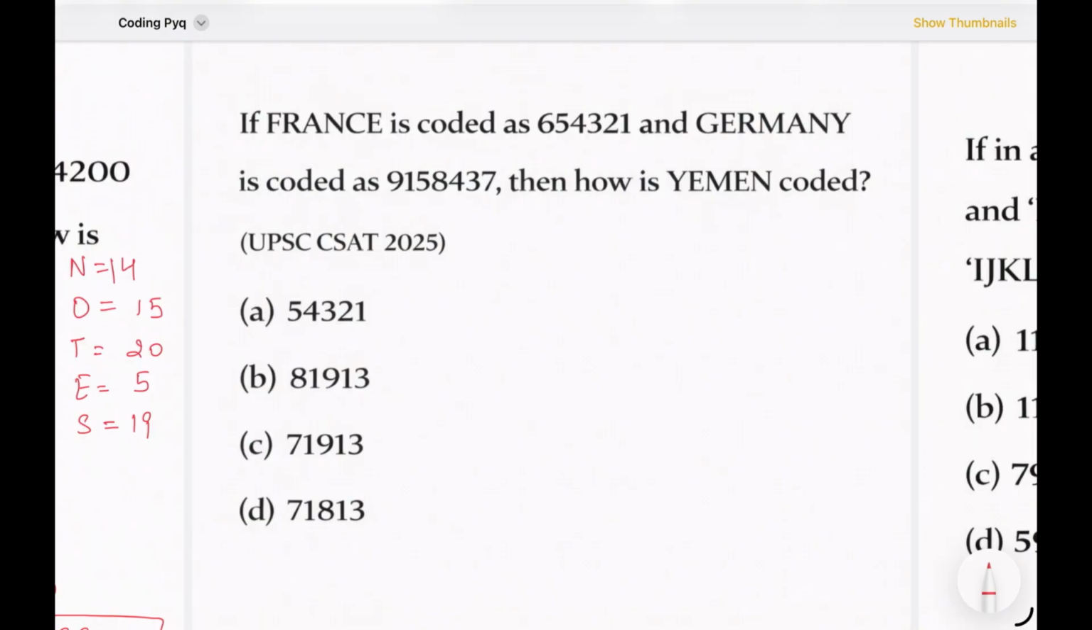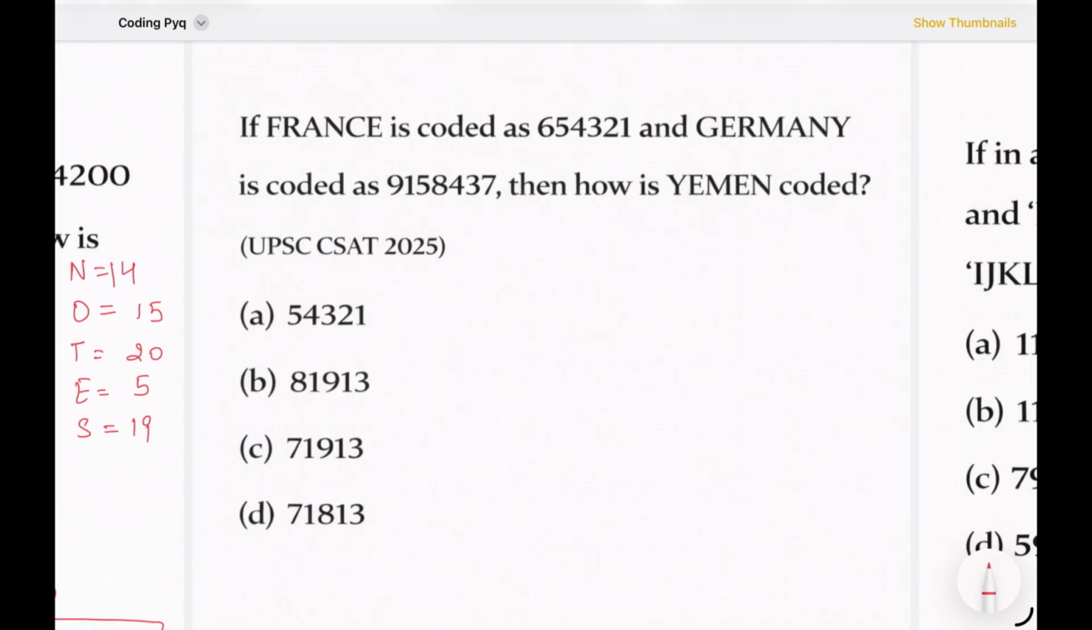The next questions we have are ones in which a word is converted into numbers, and numbers can also be converted into letters. We have to identify the pattern or rule, and after figuring out the rule, we use it to solve the problem. In the 2025 examination, we have a question: if France is coded as this and Germany is coded as this, then how will Yemen be coded?